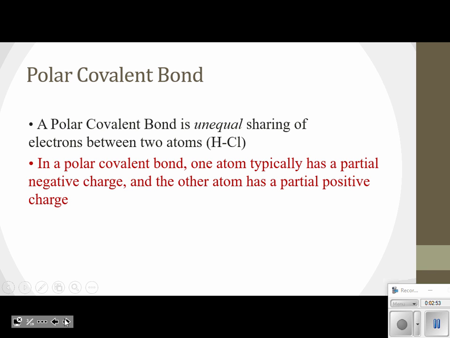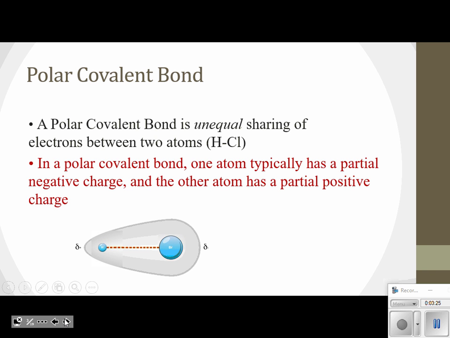Now, when we dealt with an ionic bond, the electrons were being transferred from one substance to another. So we had the sodium just giving up an electron to the chlorine. Okay, so those would be full charges. On these polar covalent bonds, we talk about partial charges because it's not 100% given away.